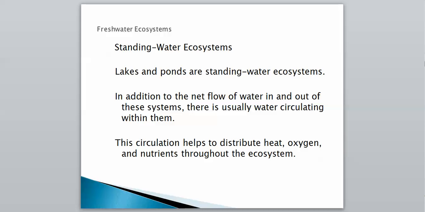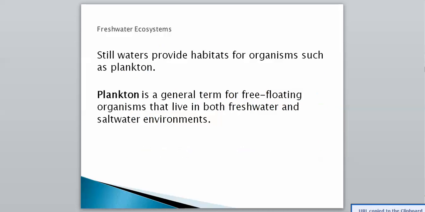And so for our standing water ecosystems, things like lakes and ponds are going to be considered standing water ecosystems. In addition to the net flow of water in and out of these systems, there's usually water circulating within them. So even though they are standing water, there is water flowing in and water flowing out, and the water is actually circulating inside. And this circulation will help to distribute heat, oxygen, and nutrients throughout the ecosystem. So even though it's called a standing water ecosystem, the water is in fact moving around and passing heat, oxygen, and nutrients throughout the system.